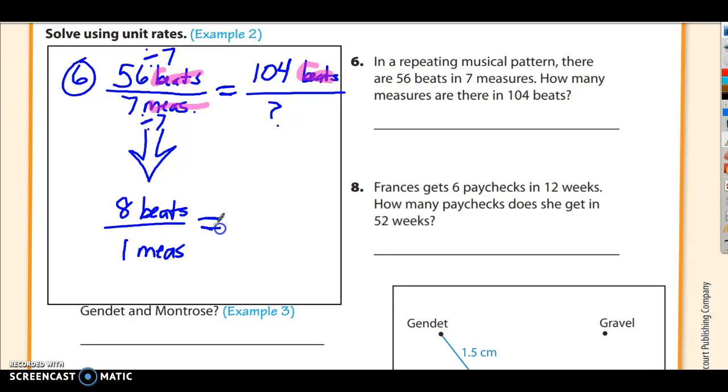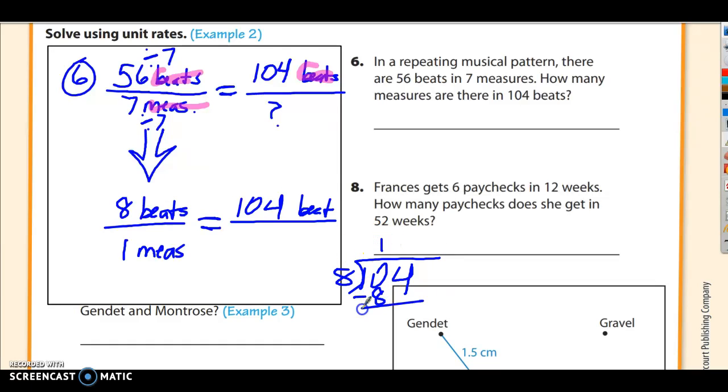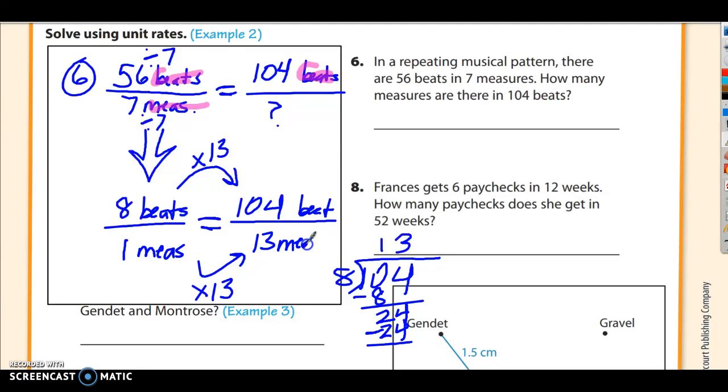Now what we're going to hope is that 8 can be multiplied by something to get 104. So all we have to do here is divide 104 by 8. 8 goes into 10 once, and 8 goes into 24 3 times. So how do you get from 8 beats to 104? You multiply by 13. Then you do the same thing to the second term. 1 measure times 13 is 13 measures. And that's the answer to number 6, 13 measures.